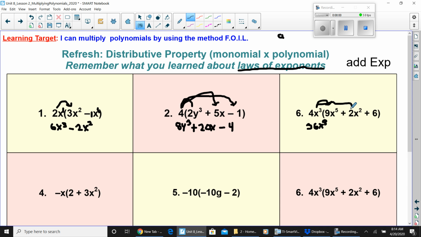Distributing here. 4 times 2, 8. x to the third times x to the second is x to the fifth.